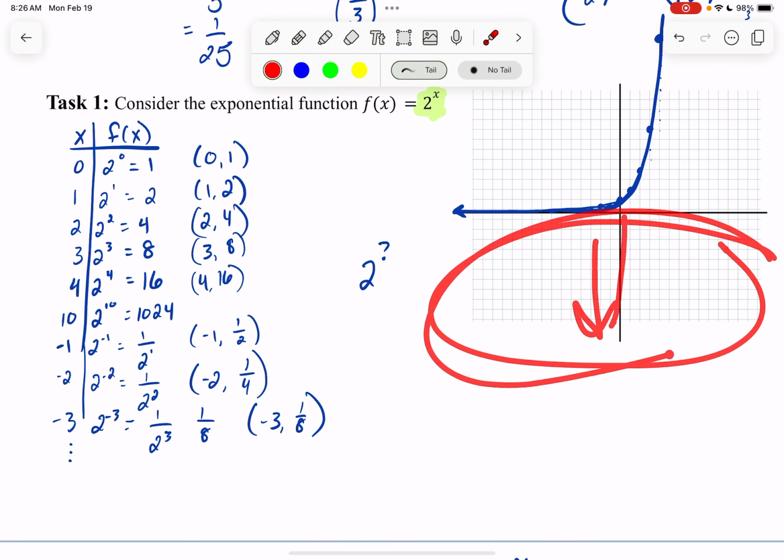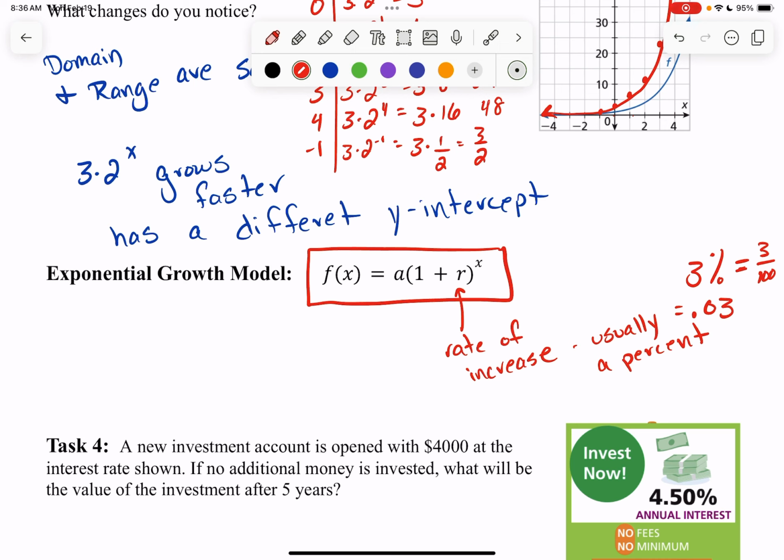All that percent means is it's a shortcut way of saying per 100. So if I say 5%, that means 5 out of every 100. That's all percent is, a shortcut for meaning out of 100. So 3 out of 100, which is 3 divided by 100, is 0.03, 3 in the hundredths place. Okay, so my rate of increase would be that, usually a decimal, unless you're increasing by a lot.